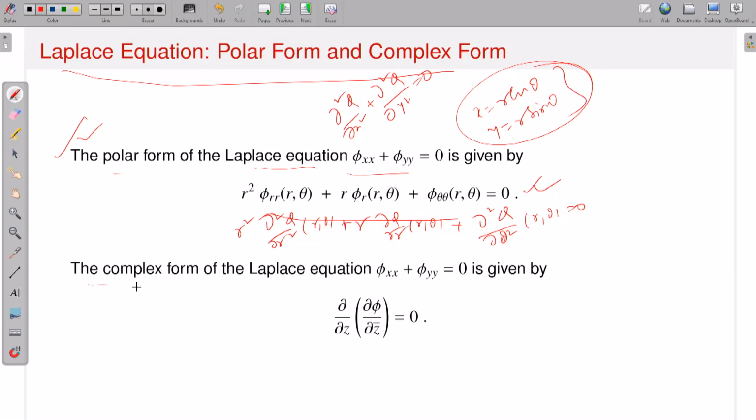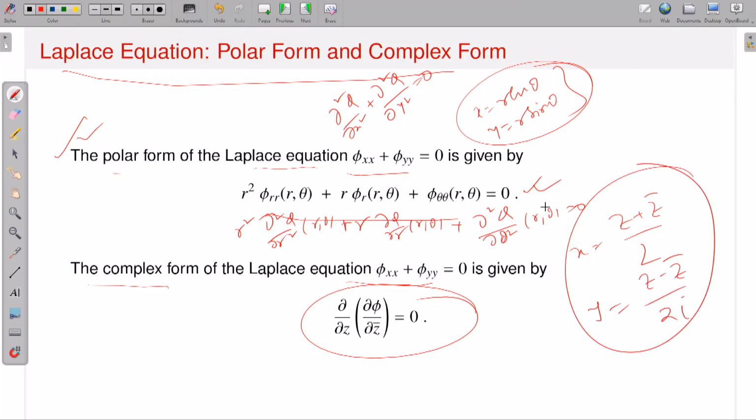Similarly, the complex form of the Laplace equation phi xx plus phi yy equal to 0 is also given in this way. And what is the relation here? Here you have x equal to z plus z bar by 2 and y equal to z minus z bar by 2i. Again, do the same: you have an equation in the variables x and y, you change it to the variables z and z bar, and it turns out that your Laplace equation becomes this one. This is the polar form and this is the complex form.